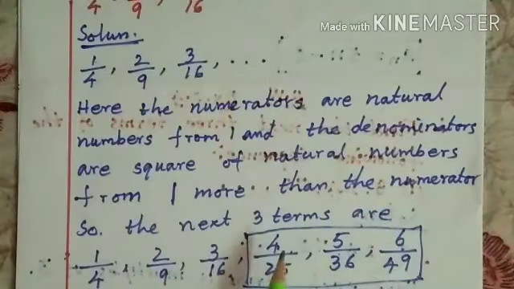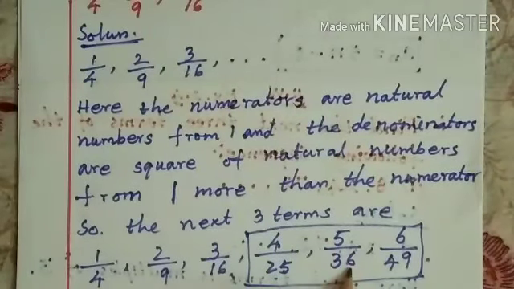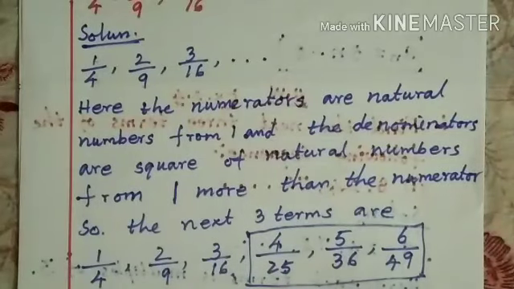Therefore, the next three terms: 4 by 25, that is 4 plus 1 is 5, 5 squared is 25. 5 by 36, that is 5 plus 1 is 6, 6 squared is 36. Then the next term 6 by 49, that is 6 plus 1 is 7, 7 squared is 49. This is the answer for this question.